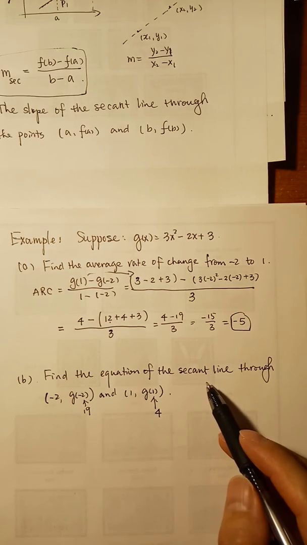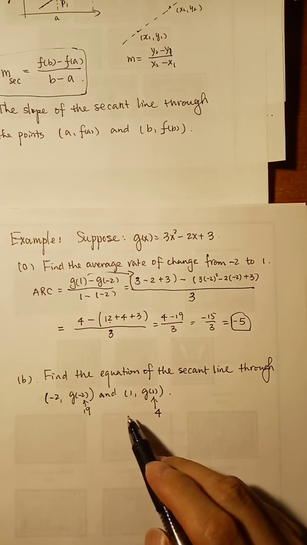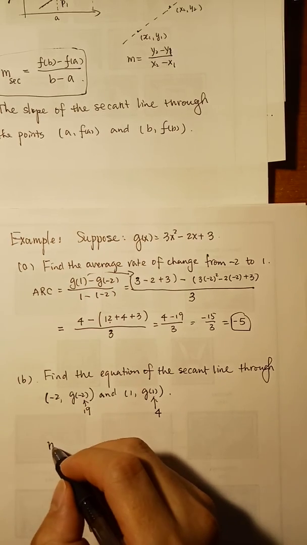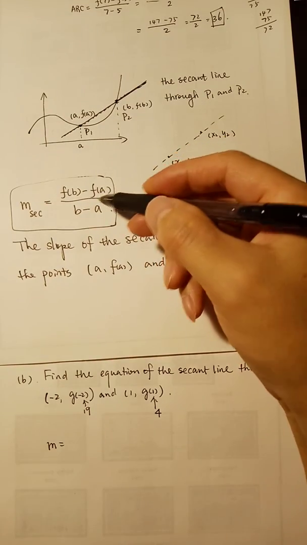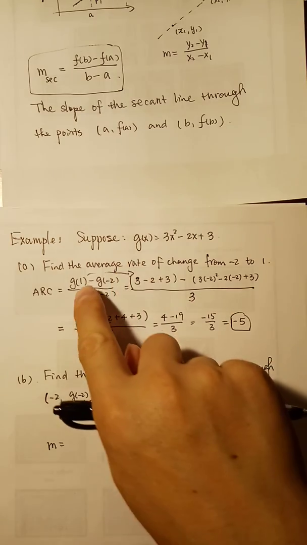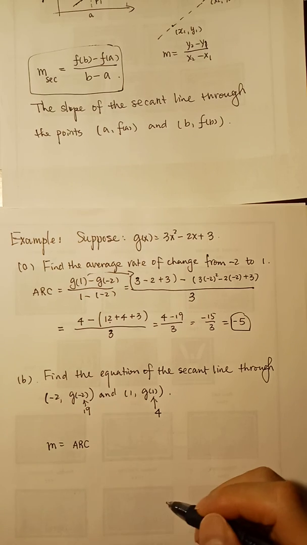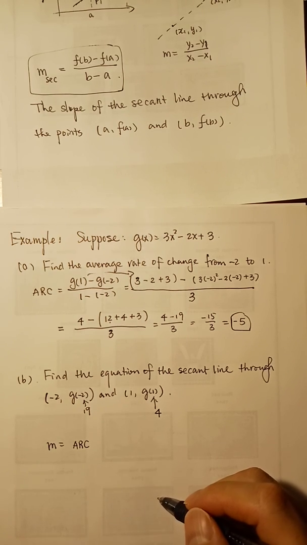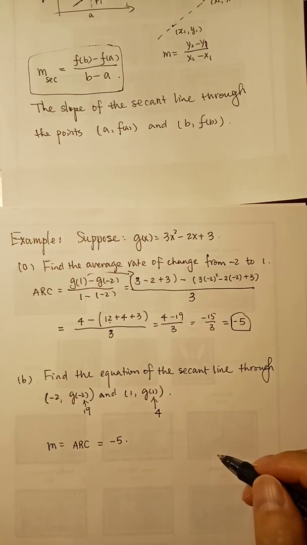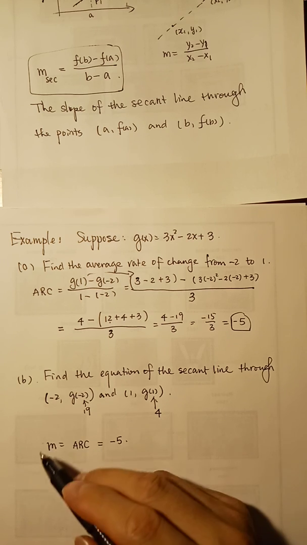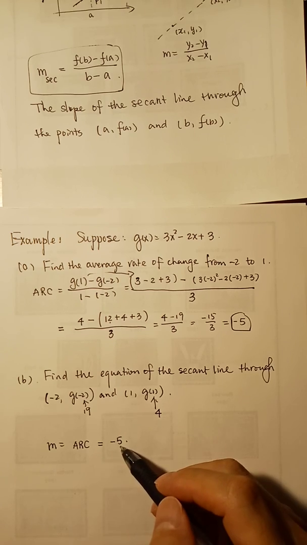To write the equation of a line, you need one point and the slope. Now you have two points, which is good. But what is the slope? Remember, the slope of the secant line is f of b minus f of a over b minus a, which is exactly g of b minus g of a over b minus a. So the slope of the secant line is the average rate of change, equal to negative 5.